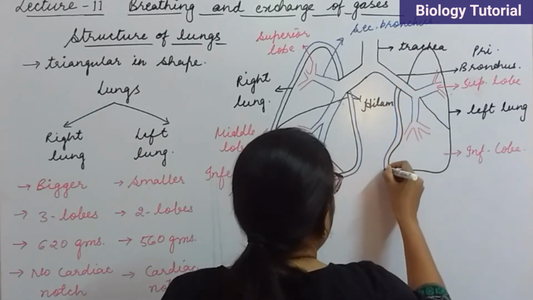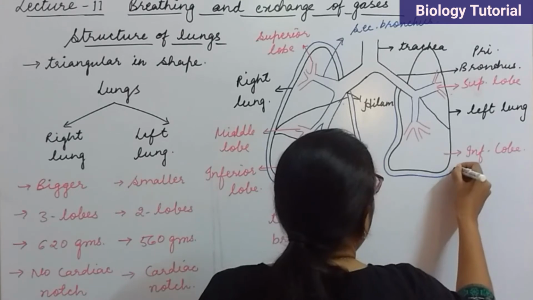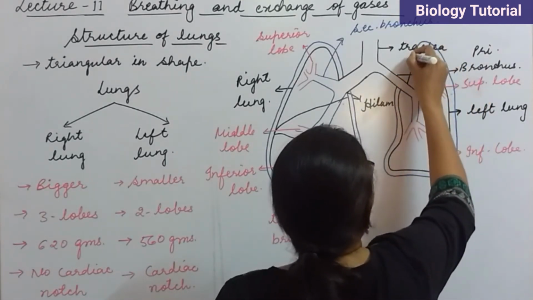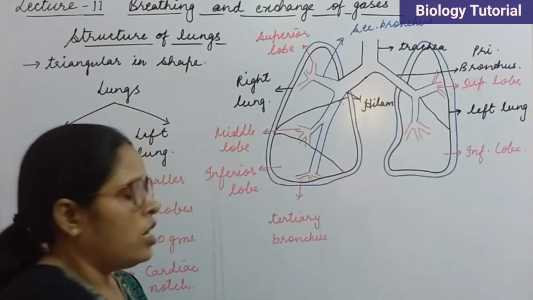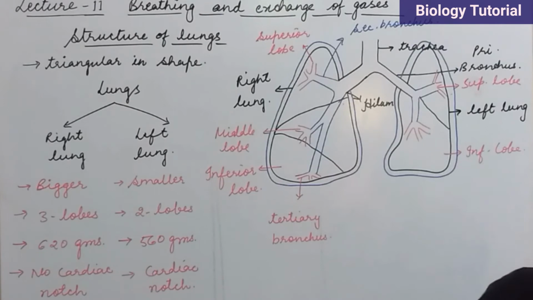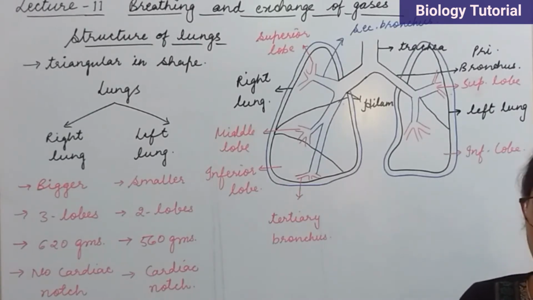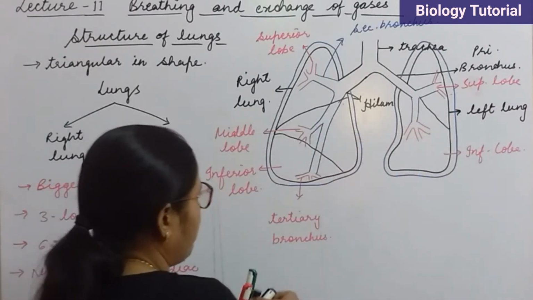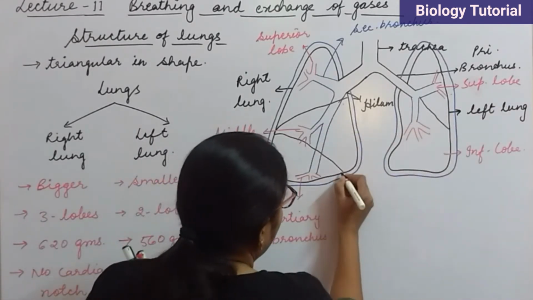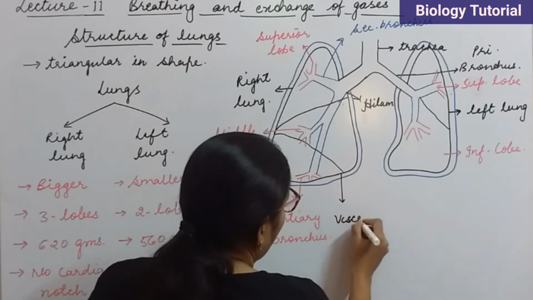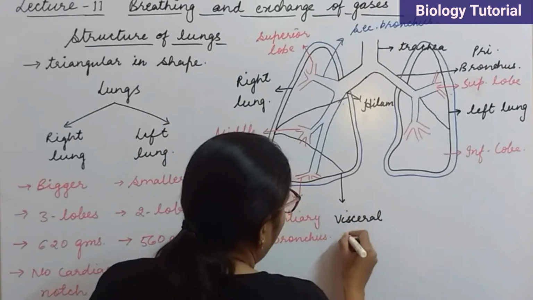The membrane is called pleural membrane or pleura. Okay, so this is the double membranous structure. It is called pleura. The inner pleura is called visceral pleura, and the outer one is called parietal pleura. Clear? So this inner one, the black one, is called visceral pleura.